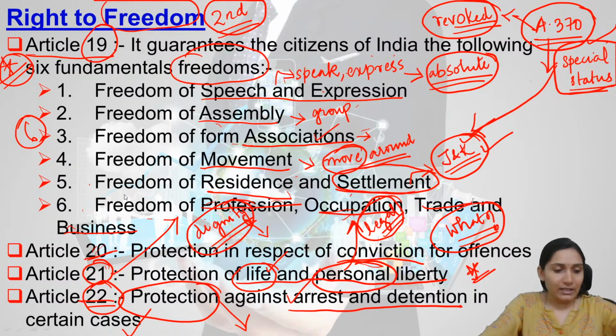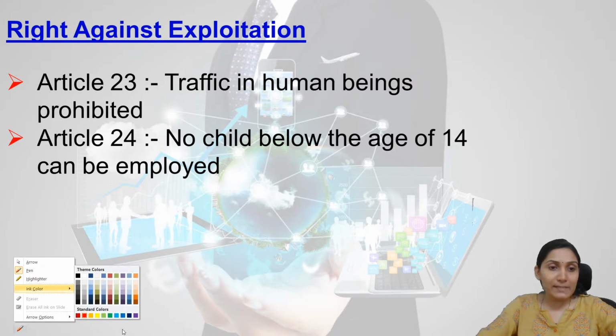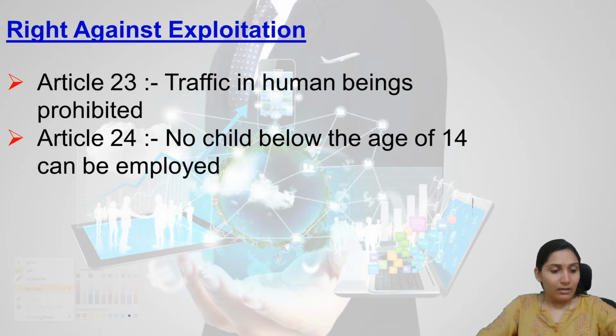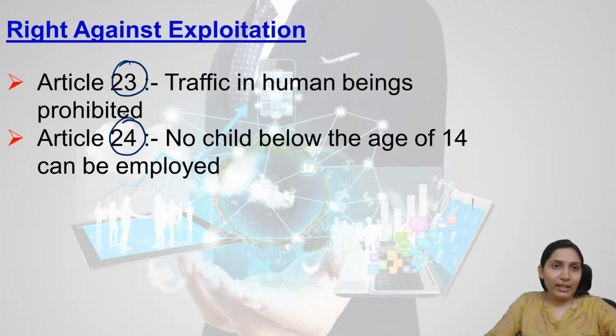Okay, let's start. Next is right against exploitation. So, right against exploitation, no person can be exploited. Article 23 and Article 24 protect any person against exploitation.